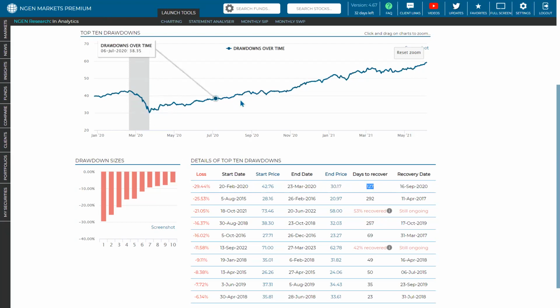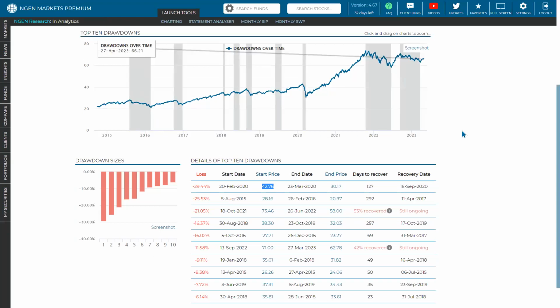Now the recovery starts from this white area, because this was a drawdown period, and the recovery will show you the number of days to effectively come back to the point of 42.76 again, which is then recorded as a recovery. So you can effectively say that the NAV had a fall of 29.44% in that period, and it took 127 days to come back to that start price in the recovery session. So that's how we calculate drawdowns in our system.